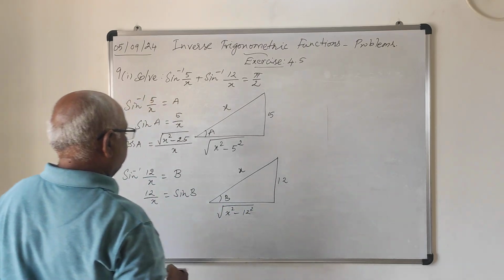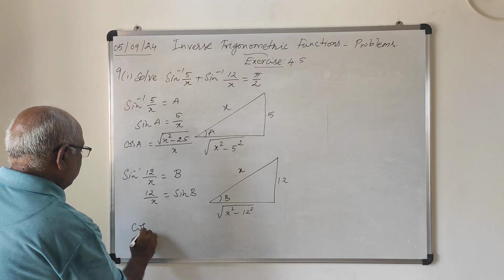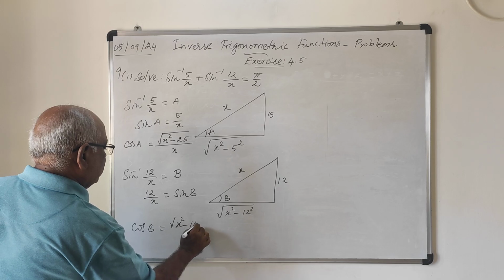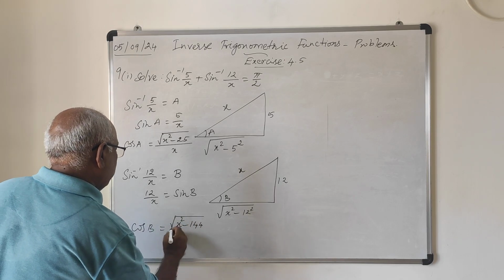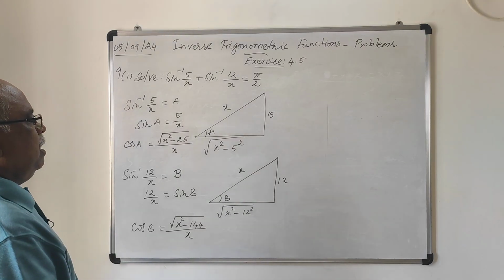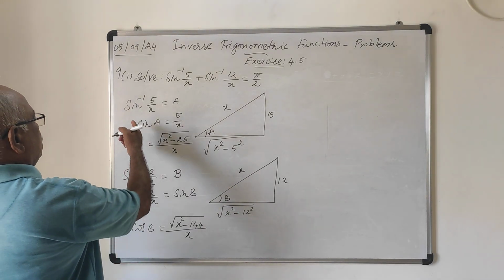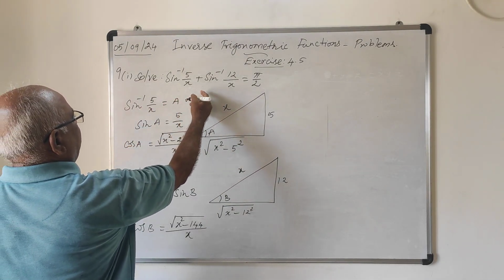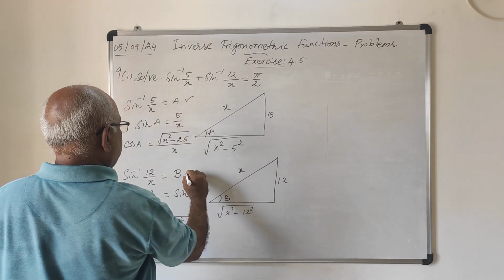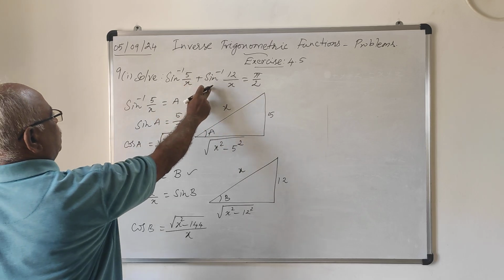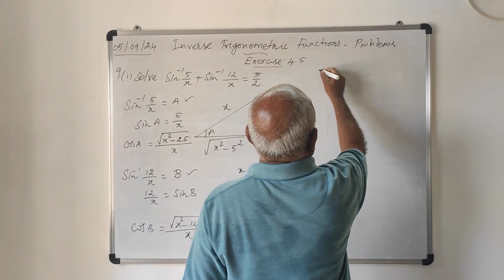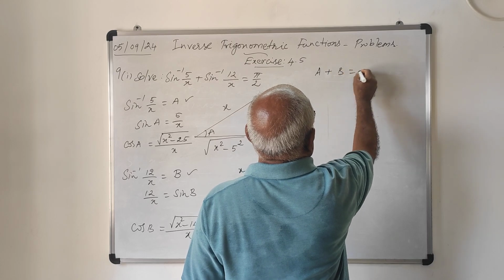That is 144. From this, cos B equal to adjacent side root of x square minus 144 by hypotenuse x. This is cos B. So sin inverse of 5 by x is A, and sin inverse of 12 by x is B. So A plus B equal to pi by 2.